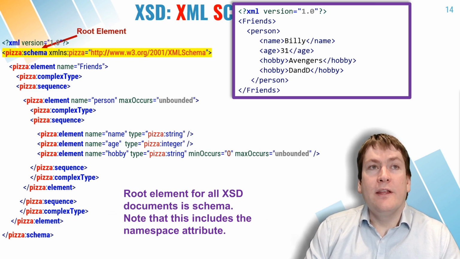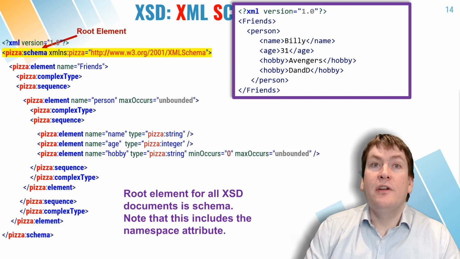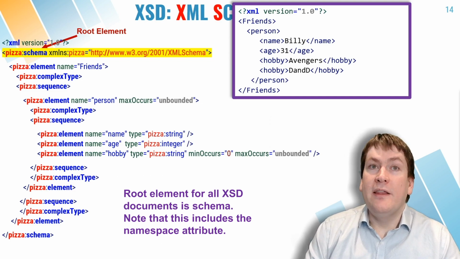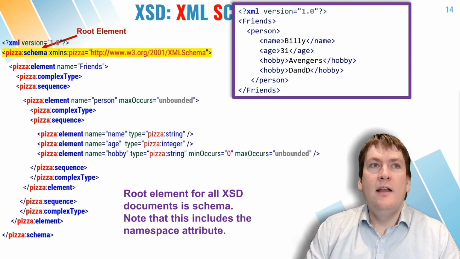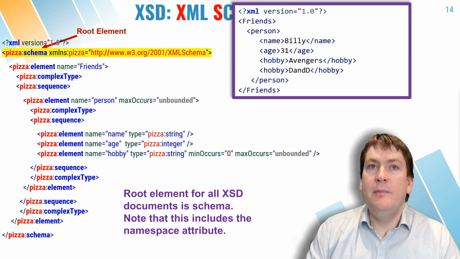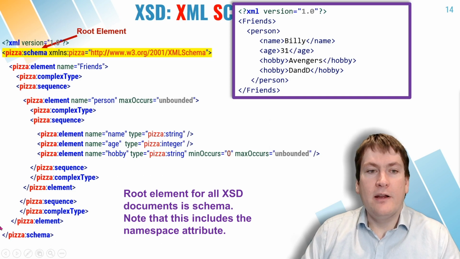The other important thing to note is the namespace in this case has to go in the root element. The root element for a schema document is always an element called schema. And that would be prefixed with your namespace name. So in this case, it's pizza:schema. And just like with other XML documents, it has to have a matching ending tag. So at the end here, you can also see that we are closing the schema tag.